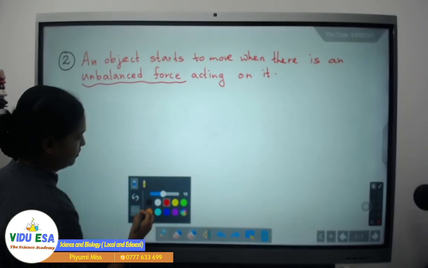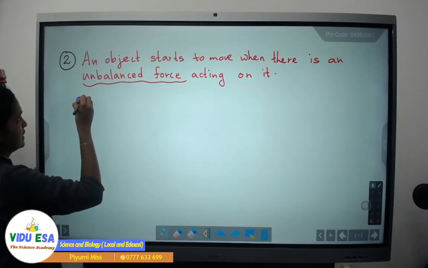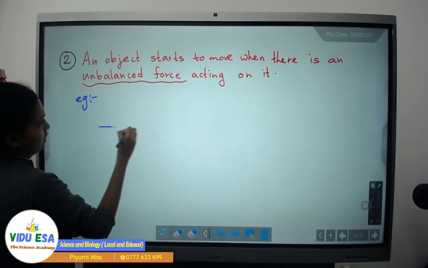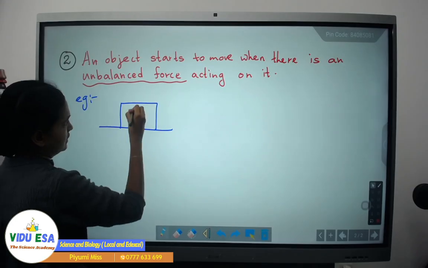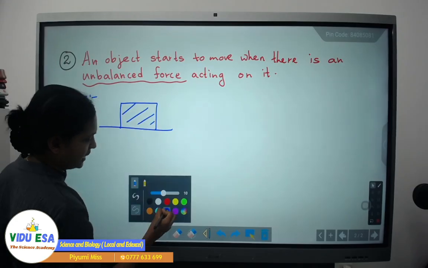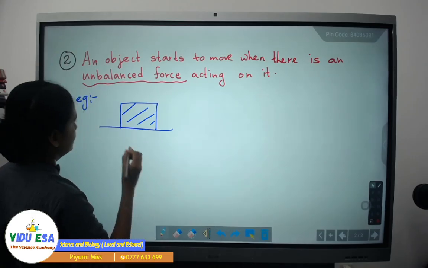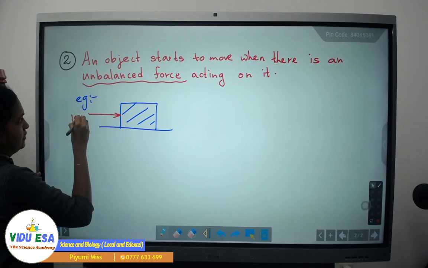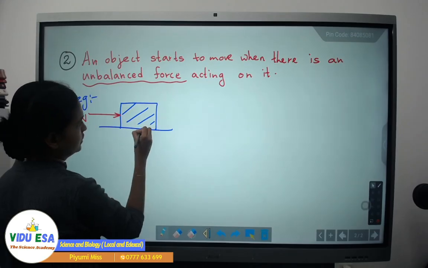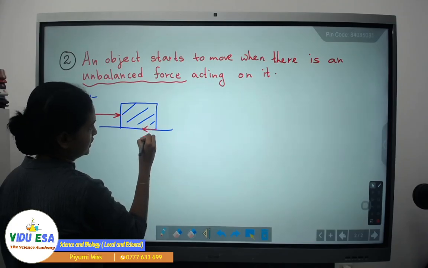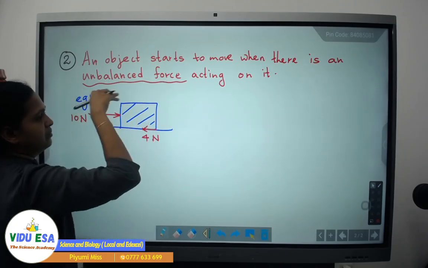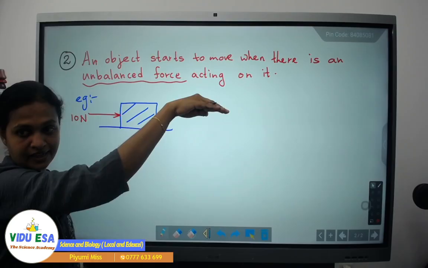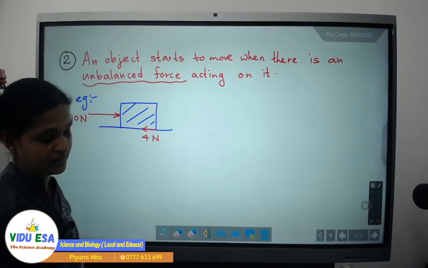So what is an unbalanced force? We can give certain examples. Now think of the same object. We'll say the force applied is 10 Newton and the opposing force is only 4 Newtons. So there is an unbalanced force towards this direction. Therefore, it will move towards that direction.